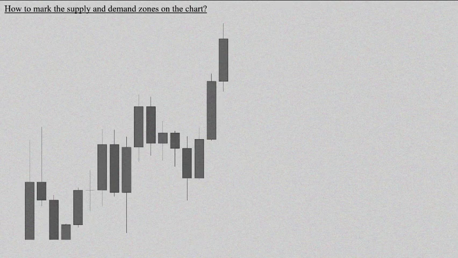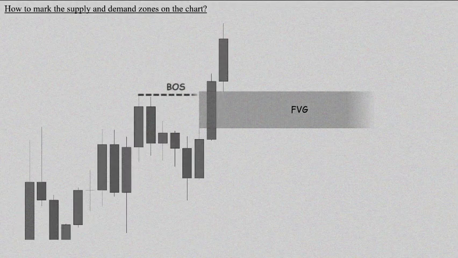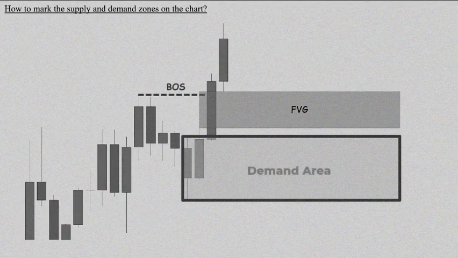Let's start with the basics. The first step is to identify the fair value gaps and breaks on the chart. Once we find a move with these criteria, we mark the demand like this. We draw a rectangle from the high to the low of the last candle that creates the fair value gaps as our demand zone, which we believe is where the decisions are made during this candle.